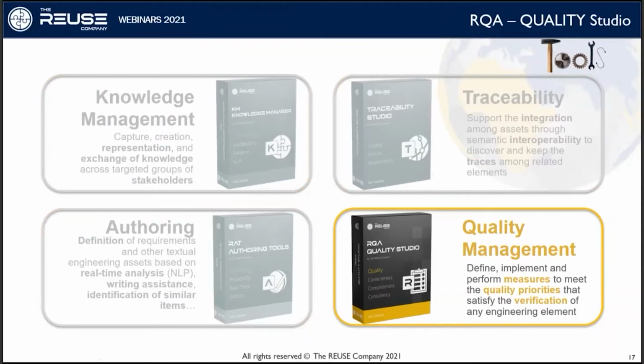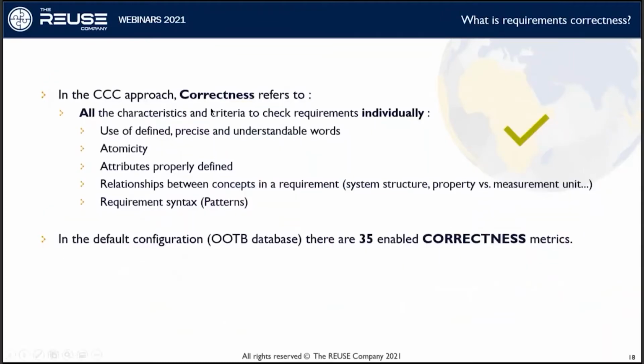So in this tool that I will show you in the demo, you see that the CCC approach is our main tool, let's say our main feature to assess the quality of the requirements. So it's based on the three-dimensional approach, in which correctness is one of them. And in this case, correctness is not just one characteristic of individual requirements. Correctness in our tool addresses all the characteristics to check requirements individually.